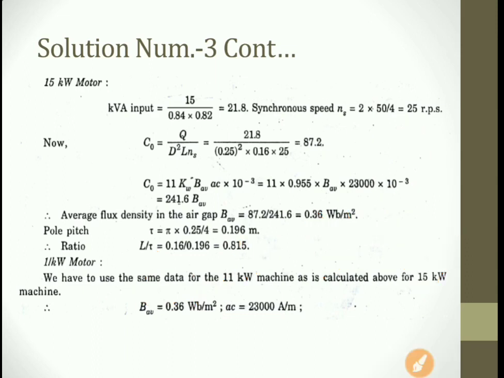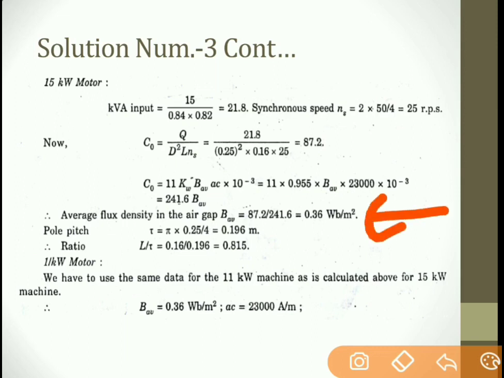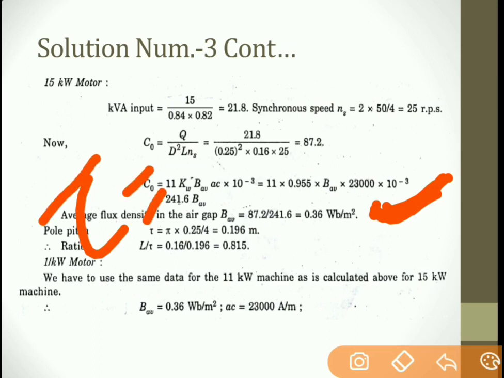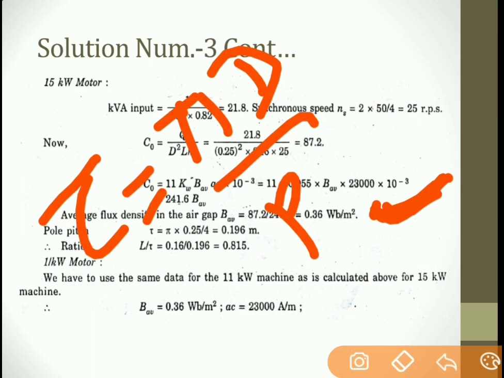Now the flux density in the air gap, BAV, can be calculated by putting the value of C0 here. If I put the value of C0, I can calculate the value of BAV as 0.36. How did we do that? Simply from this equation itself we have calculated the value of BAV, as the C0 value was already calculated. So that comes to be 0.36 Weber per meter square. Then the further part is related to the pole pitch tau, which is generally equal to pi D by p. That is the pole pitch. Pi is constant, D value is given, p is known.